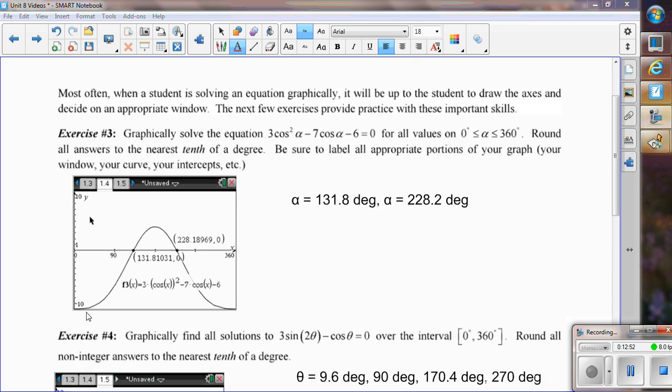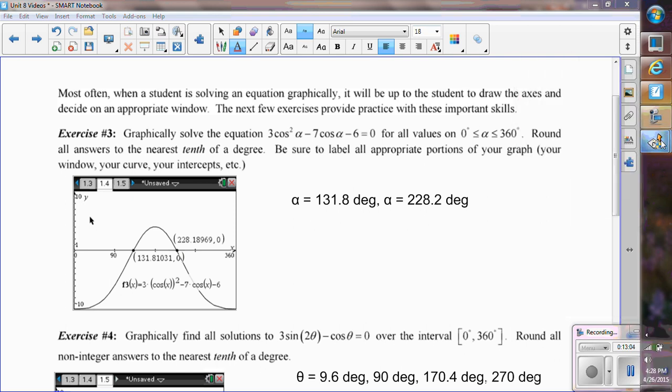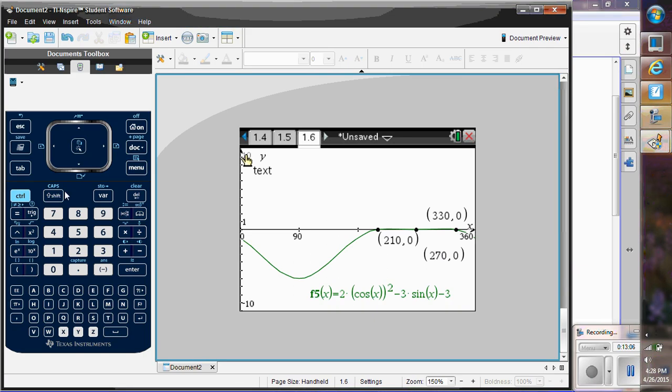Okay, so in the first one, you set your window from -10 to 10 and 0 to 360. Type in the equation and solve for both of these. Now, I'll show you quickly that I did figure out how to expand those decimals while I was paused. Even though it seems like no time for you, I learned a lot.